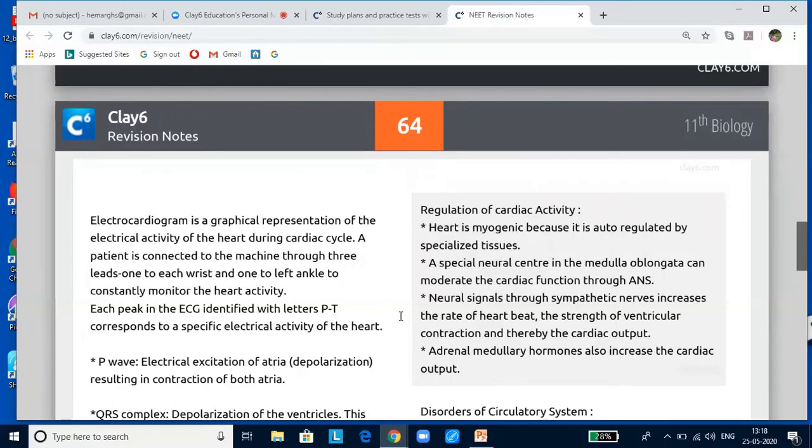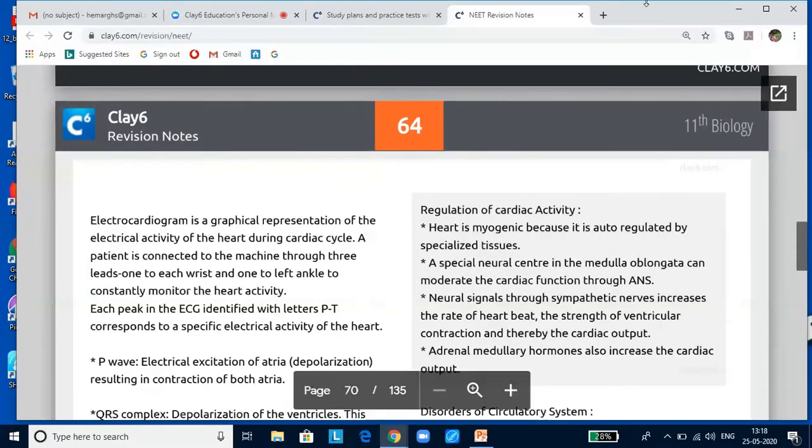Neural signals through the sympathetic nerves can increase the rate of heartbeat, the strength of ventricular contraction, and thereby cardiac output. The parasympathetic neural signals decrease the rate of heartbeat, the speed of conduction of the heart action potential, and thereby the cardiac output. Adrenal medullary hormones also increase the cardiac output. So that is why when there is an adrenal secretion, your heartbeat starts increasing.